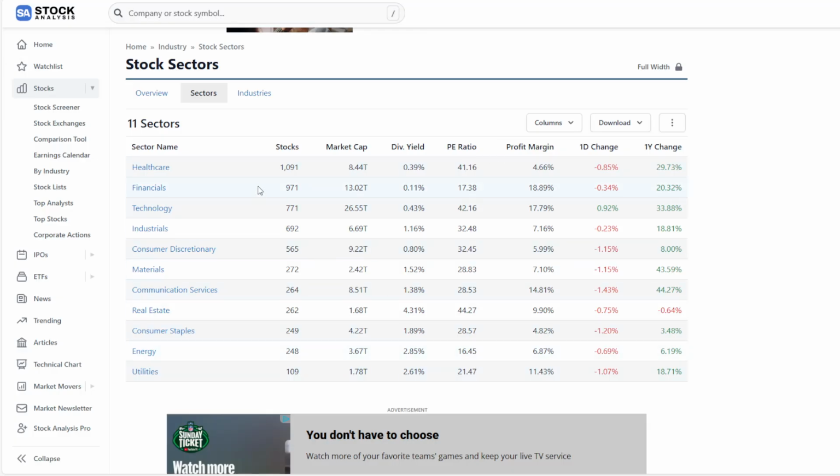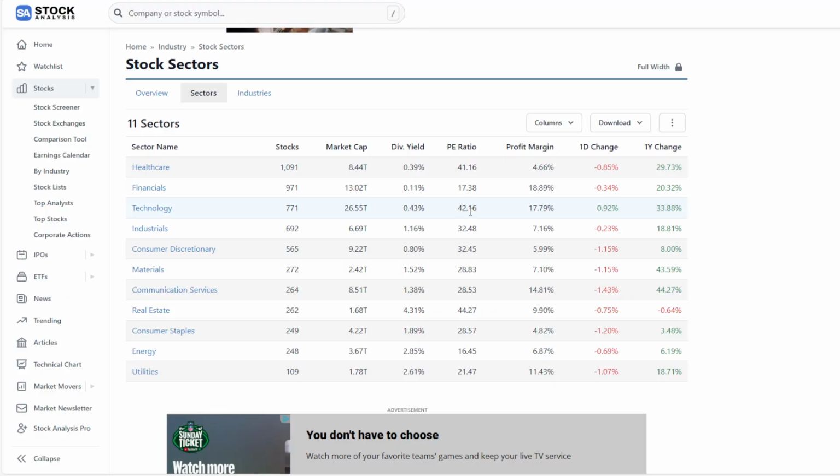current PE ratios. As a matter of fact, here on stockanalysis.com, we go to by industry and then you can find the sectors. And so this will show you the average dividend yield, the average market cap, or for our purposes, the average PE ratio. Now, Microsoft is in the technology sector, and that's trading for a PE ratio on average of 42.